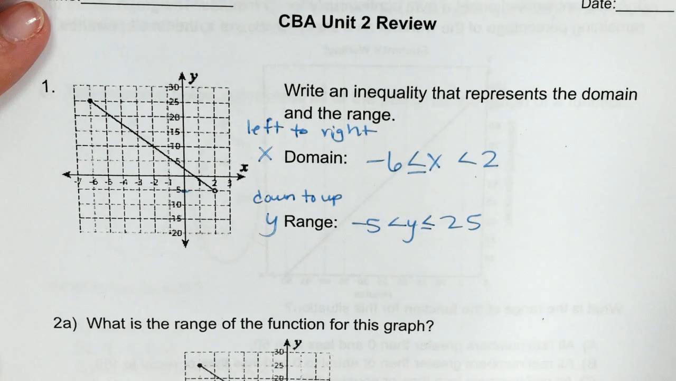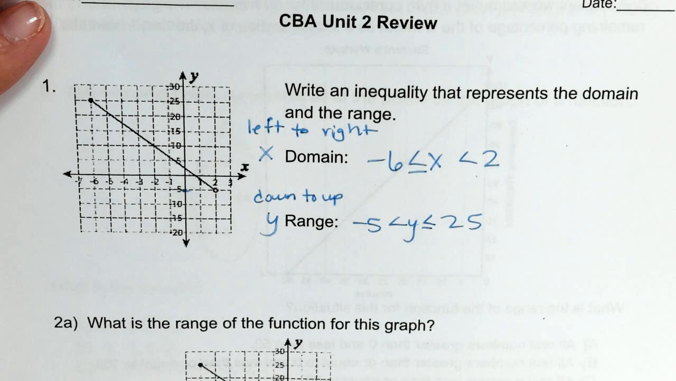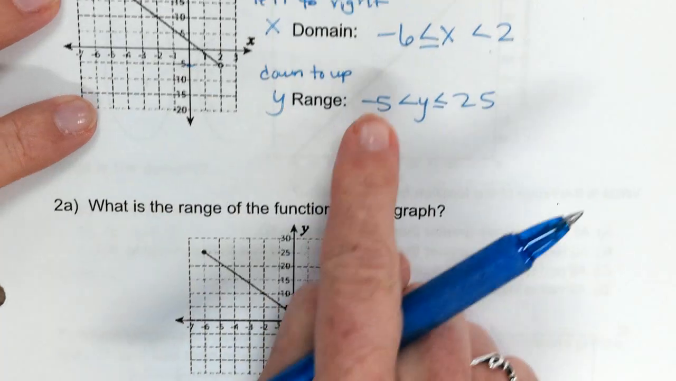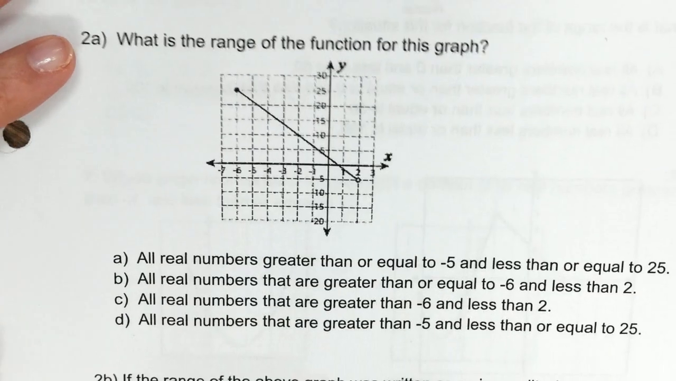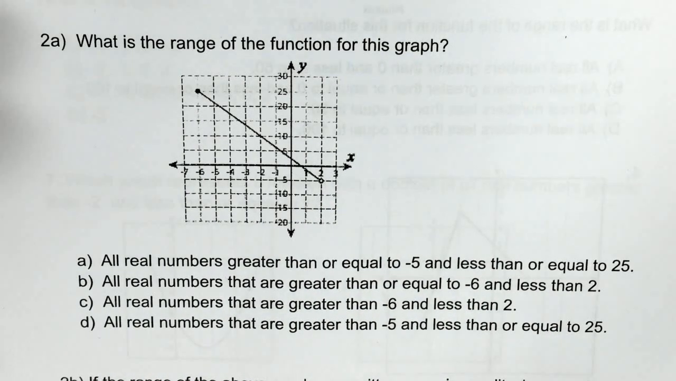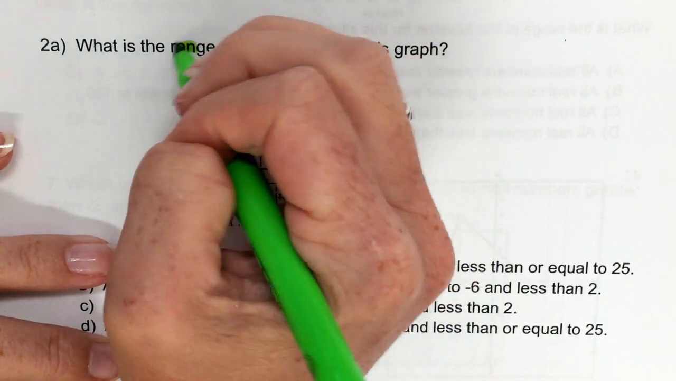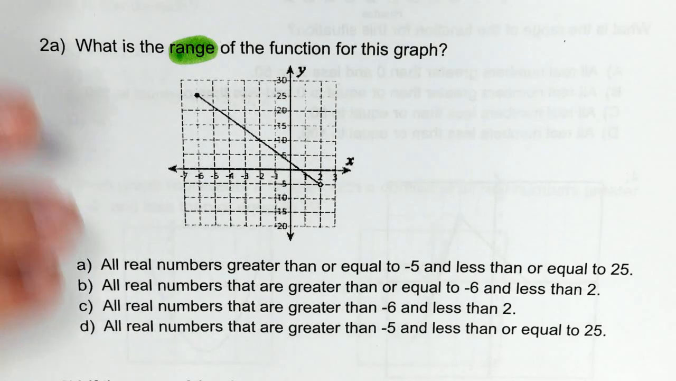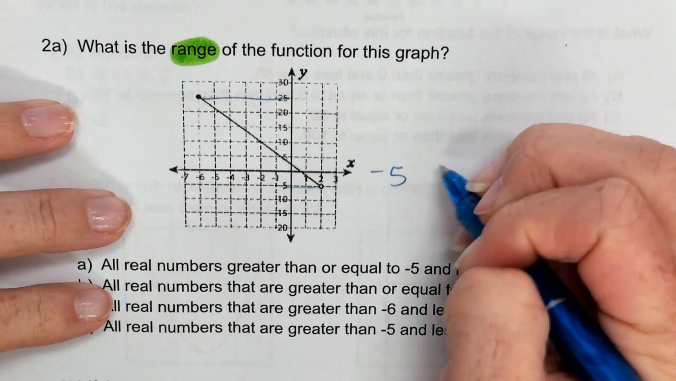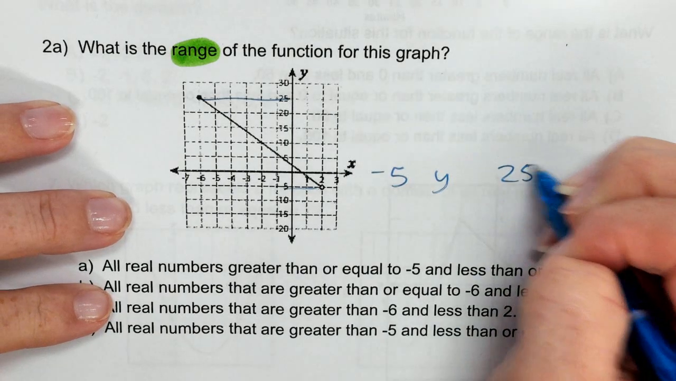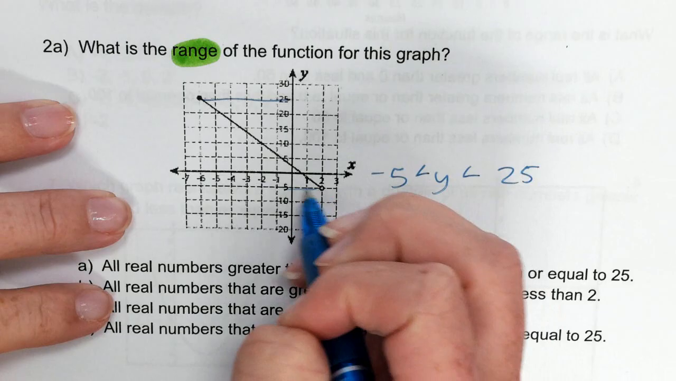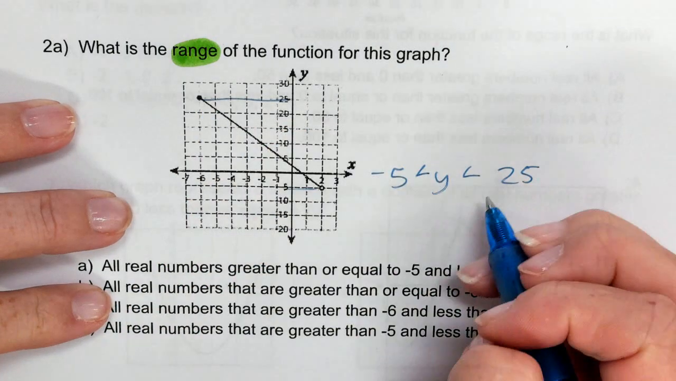Okay, number 2 is the exact same picture as this one. So we already have them written, and it wants you to pick the one that represents the range. Remember that the range is the y's. So again, the lowest it went, which was -5, the highest it went, which was 25, the y is in the middle, and I go like this. This one is not equal to, this one is.